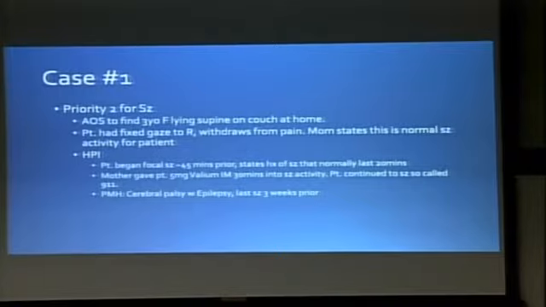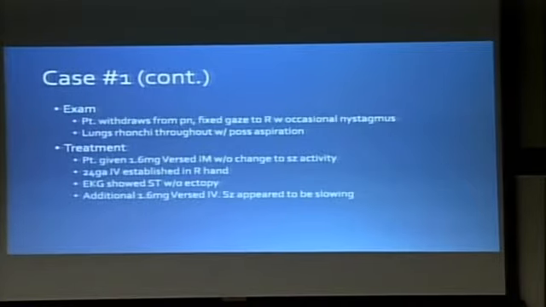Mother gave the patient 5 milligrams of Valium IM. Why her doc doesn't give her Versed is another question, because Valium is poorly absorbed IM. Patient continued to seize, so she called. Past history of cerebral palsy with epilepsy. Last seizure was 3 weeks prior. Patient withdraws from pain, has a fixed gaze to the right with occasional nystagmus. Lungs have bronchi throughout. Patient was given 1.6 milligrams of Versed IM without change.